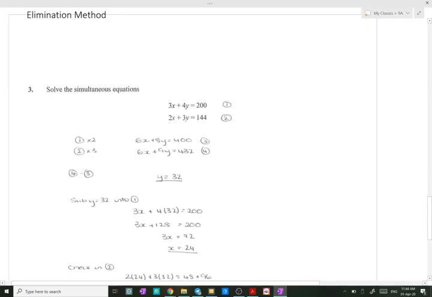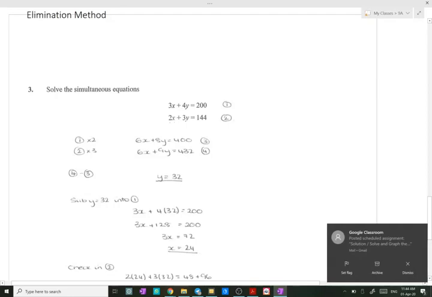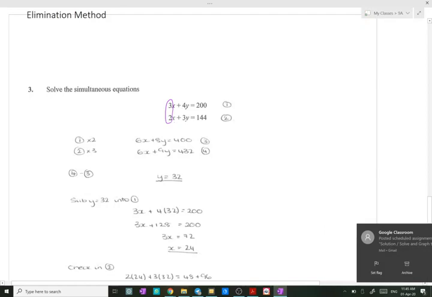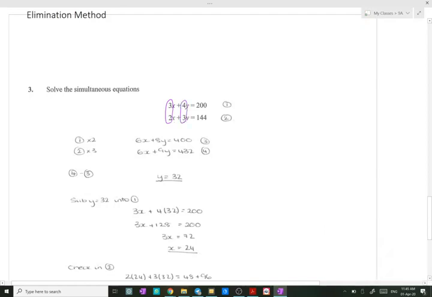Now, you can choose the coefficients of x to work with, or you can choose the coefficients of y to work with. It doesn't matter, but try to use the easy ones. So it's easier to work with 3 and 2 because they are small values. So I have 3 and 2. I need the least common multiple, so it's 6.